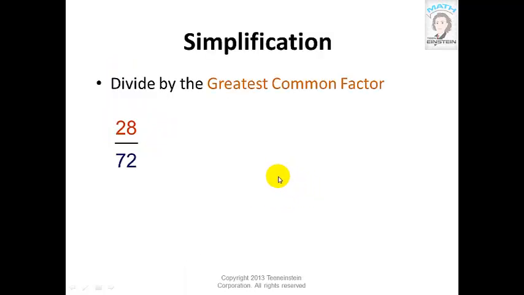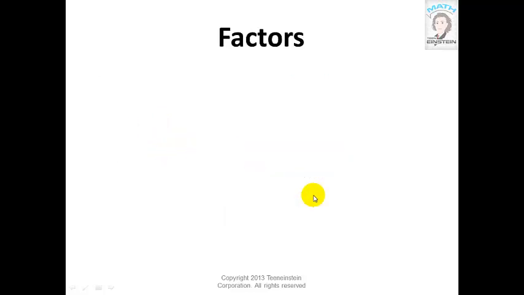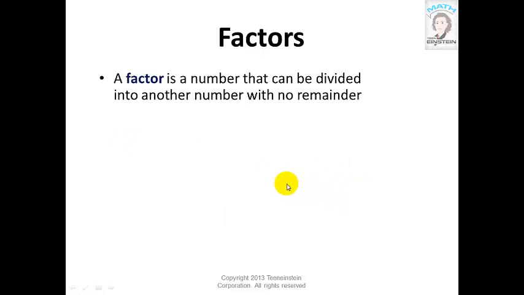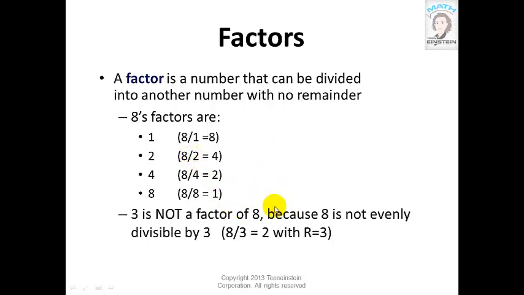Okay, so how to make it simpler? For simplification of fractions, you need the greatest common factor between the numerator and denominator. What is a common factor? A factor is a number that can be divided into another number with no remainder. When you divide, there should not be any remainder. That's called a factor. So 1 is a factor of 8, 2 is a factor of 8, 4 is a factor of 8, 8 itself is a factor of 8. So the factors of 8 are 1, 2, 4, 8. So 3 is not a factor of 8 because when you divide by 3, you get a remainder.